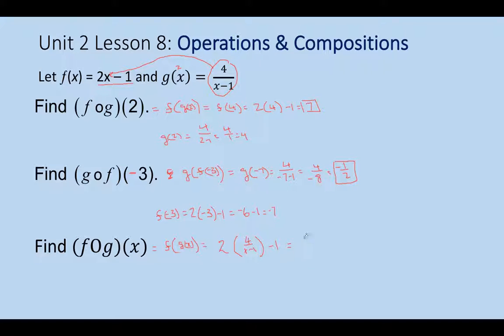How does that play out? It means I get 8 over x minus 1, minus 1. If I need a common denominator, if I'm subtracting fractions, I'd have x minus 1 over x minus 1. So that would leave me with 8 minus x minus 1 over x minus 1. Minus a negative is like adding, so I wind up with 9 minus x over x minus 1. And that's how I would do composition of functions. All right, that wraps up chapter 2 for us. We're done.